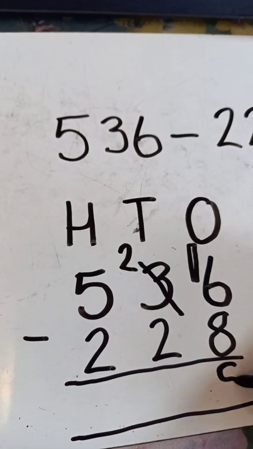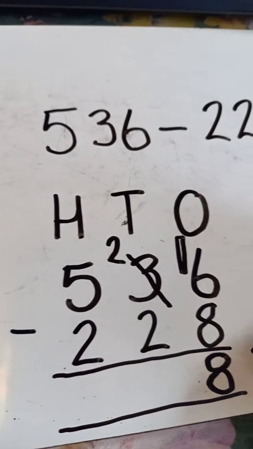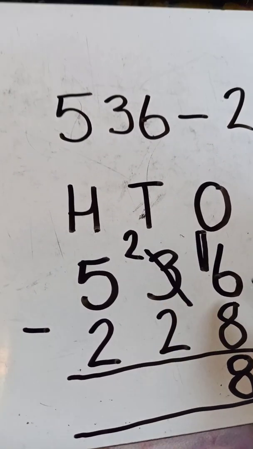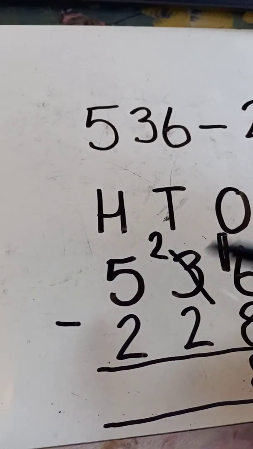16 take away 8 is 8. Some children will notice at this point that you could use your doubles, you could use your inverse. So 8 plus 8 is 16, so 16 take away 8 is 8.